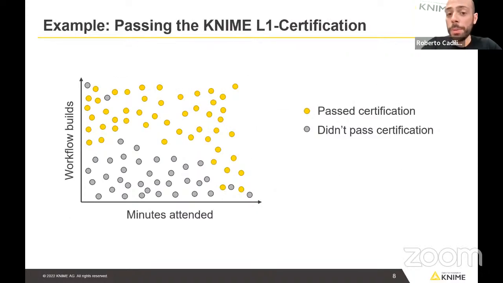And I want now to give you a small example. Imagine we have some data that we collected about people taking the KNIME L1 certification, and some people, of course, have passed the certification, and some haven't. And we have just two input features, that is to say, the minutes they have attended the course and the workflows they have built in that time.